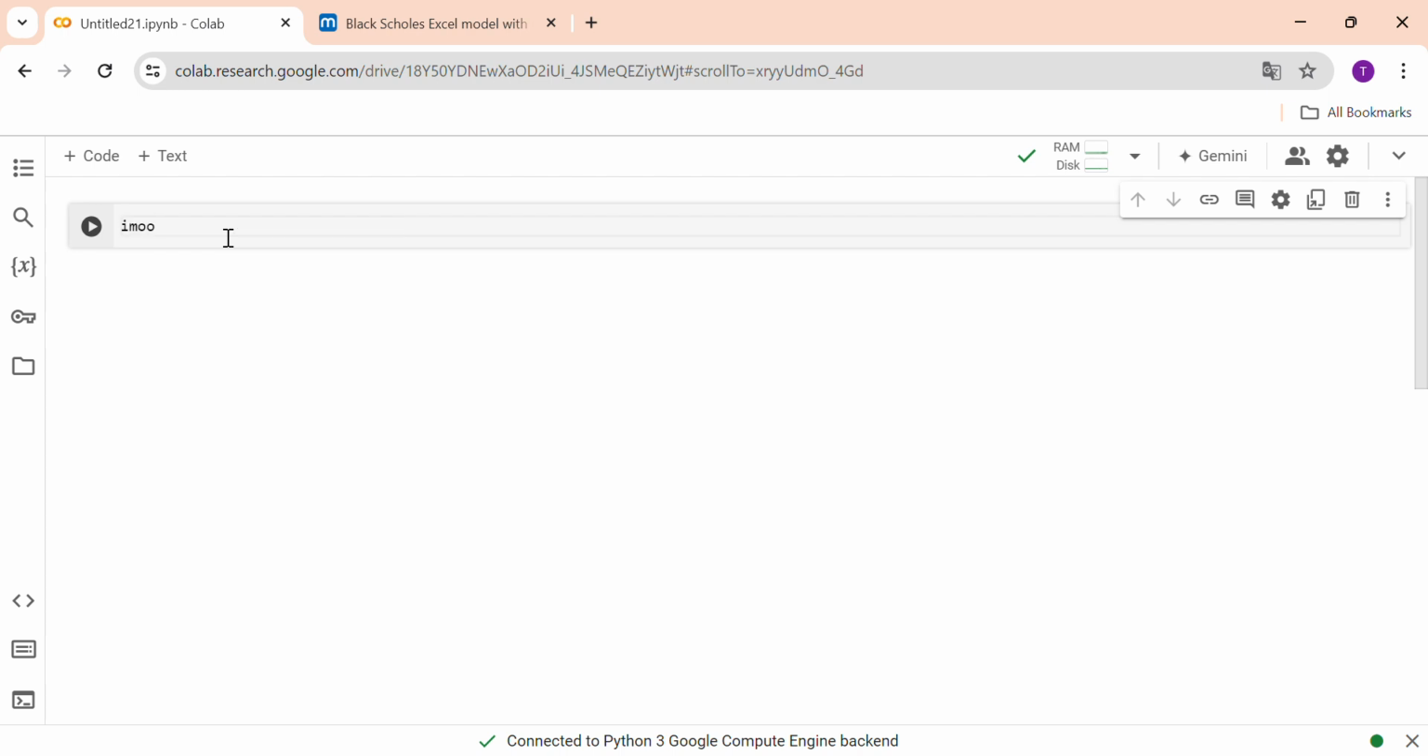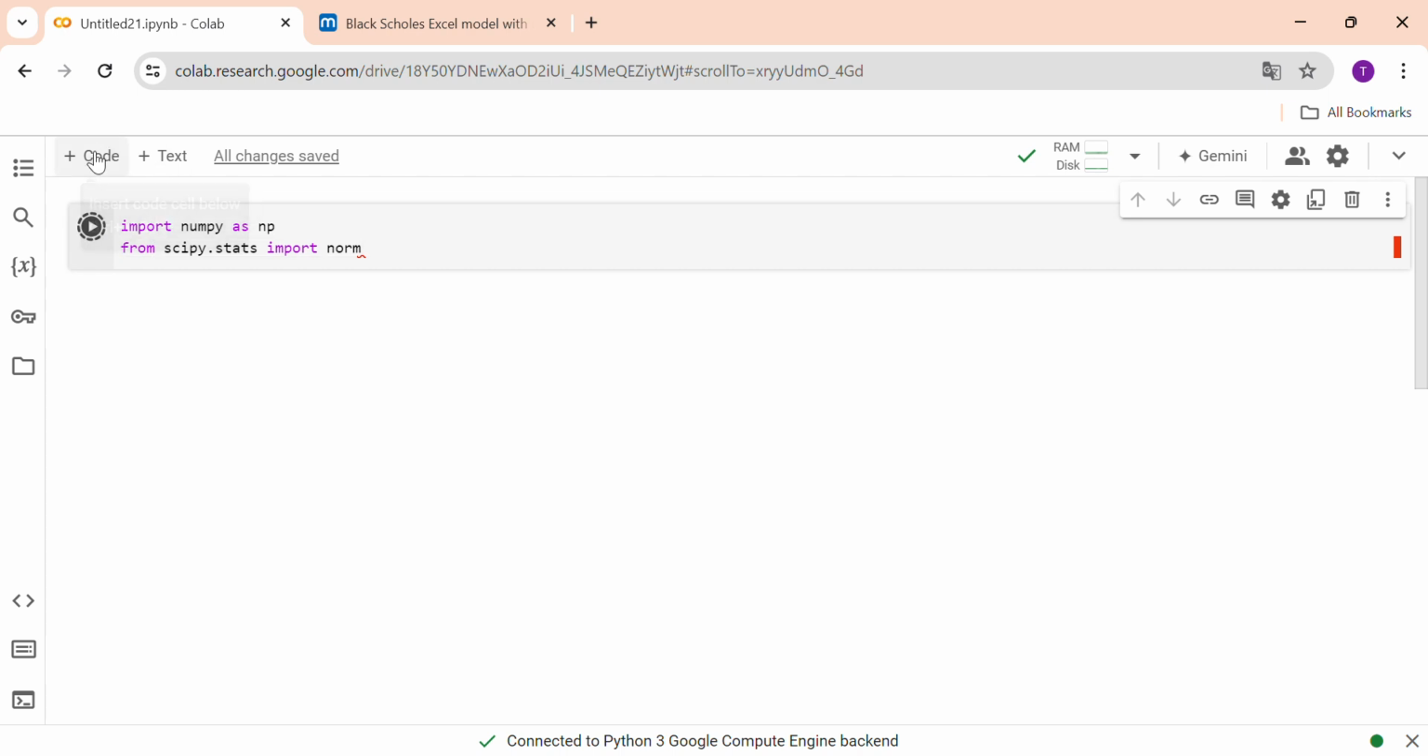So let us first import numpy because we are dealing with a lot of mathematical functions, for example square root, log and all. So import numpy as np, and then from scipy.stats we will be importing norm. It will help us with the CDF, right? So from scipy.stats import norm.